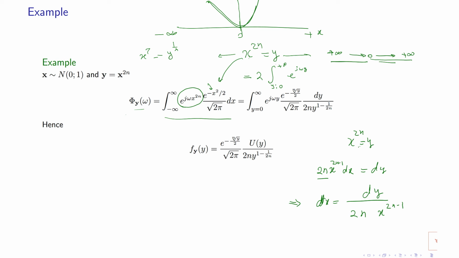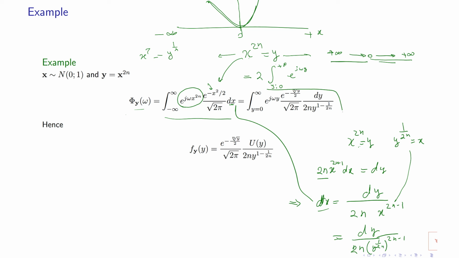So from this equation, y to the power of 1 over 2n is equal to x. So you replace this one by this one. So you get dy divided by 2n, and then you get y to the power of 1 over 2n, and then to the power of 2n minus 1. So this expression, you replace it by this dx. Okay, so this dx goes here, and then I get this equality.